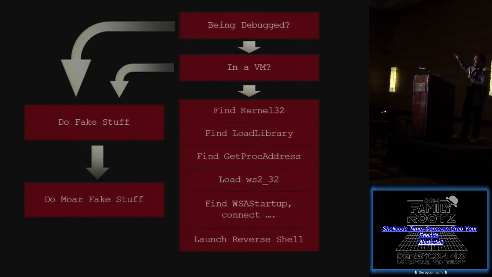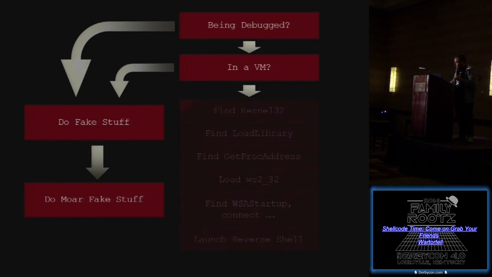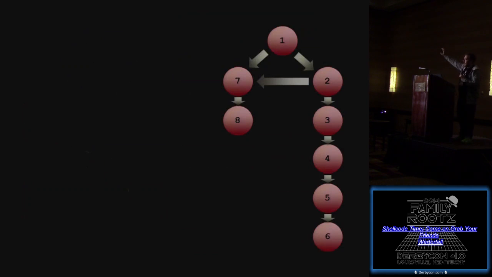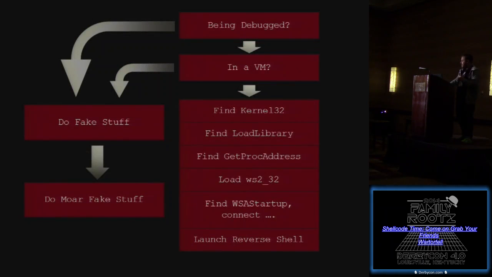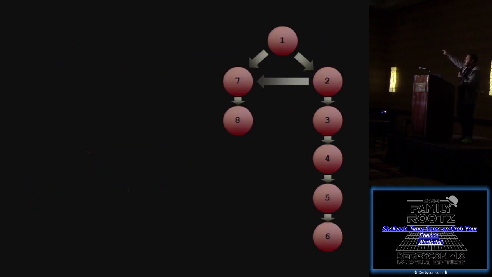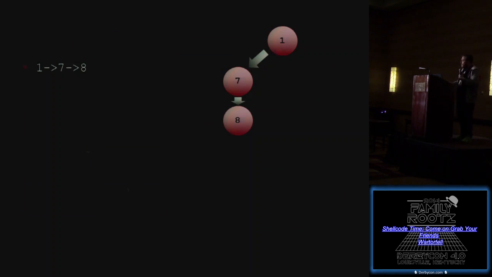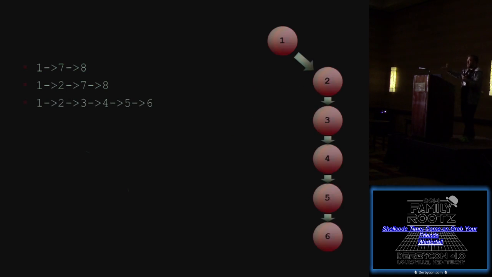However, if we look at this graph, we can figure out exactly how much we can pack and what levels can pack each other. So this is the same graph as the one I was just showing you, with 1 being is it being debugged, and 2 being is it in a VM, and then 7 and 8 are your benign path, and then the other path is your evil path. So we have multiple paths through this. If you're in a VM, you're going to take this path. If you are in a debugger, you're going to take this path. Otherwise, you're actually going to do your payload.